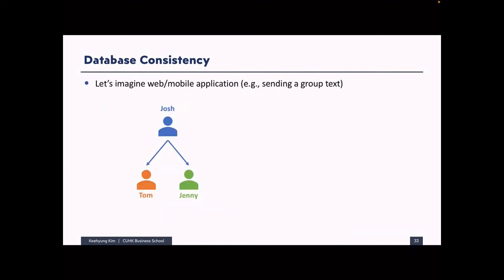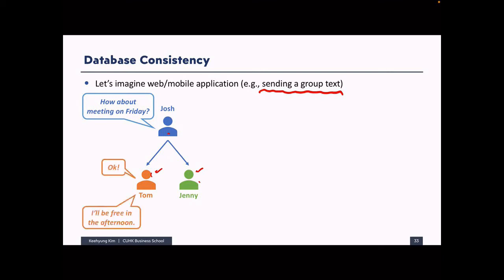Let's imagine that there is a web or mobile application, something like sending a group text. So multiple people are in a group, like our group chat. And let's say that Josh is trying to send a message in this group chat. If there are 3 people in this group chat, Josh's message will be delivered to Tom and Jenny. Let's say that Josh said this message: how about meeting on Friday? And Tom and Jenny receive and read it, and they reply almost at the same time. Tom replied okay. And he also replied, I'll be free in the afternoon. And then Jenny replied, Friday sounds good.